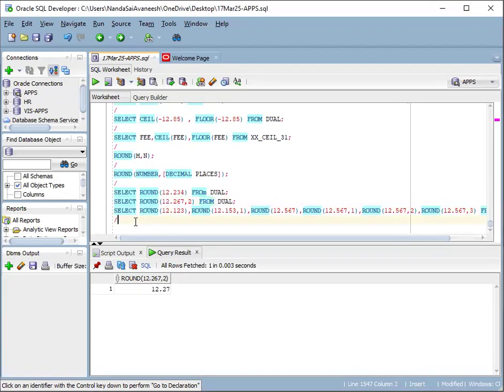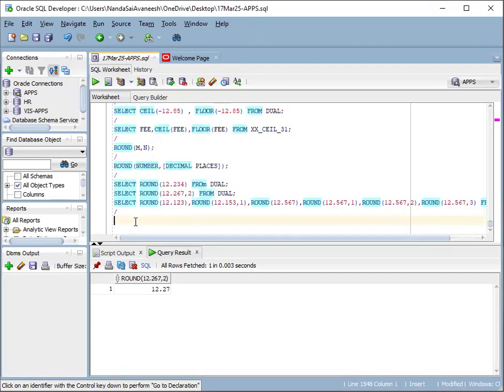Suppose if you use negative values. Okay, so today there is no time. Tomorrow we'll continue with this round function, the remaining examples, and some other examples and some other functions as well.